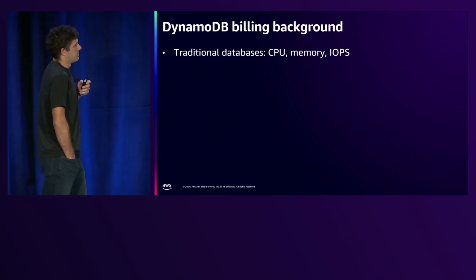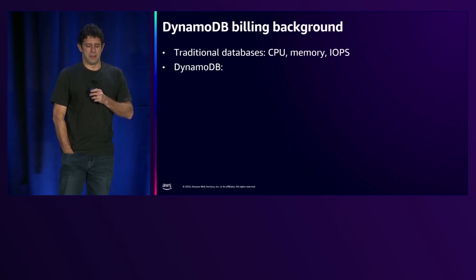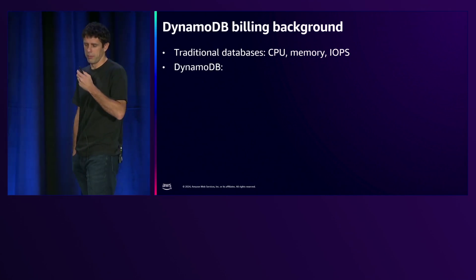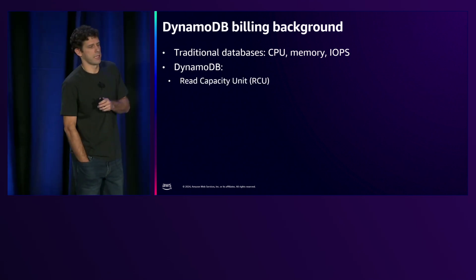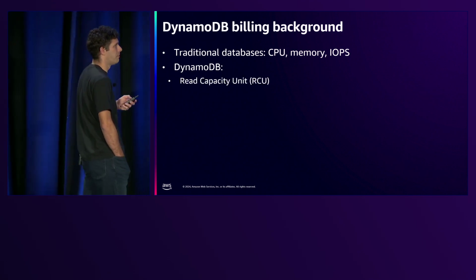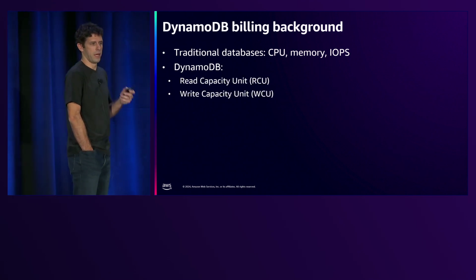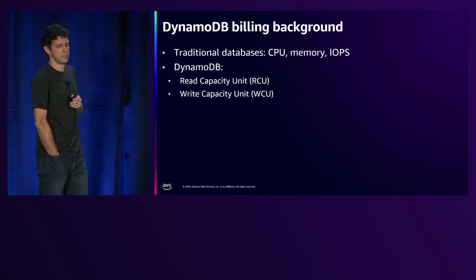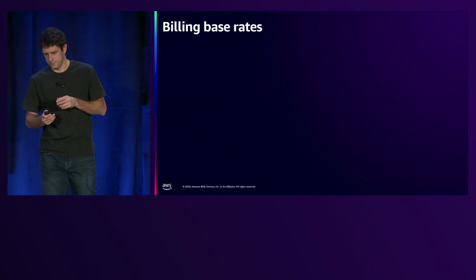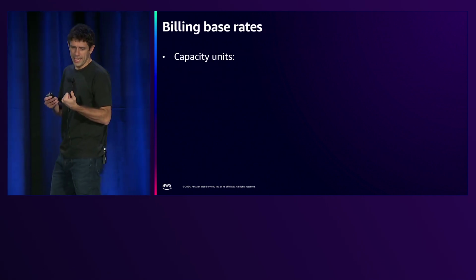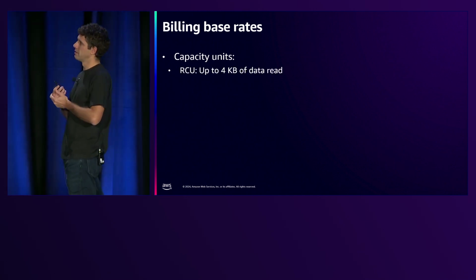And I think that makes it hard to do some of that estimation, that napkin math that Simon talks about. But with Dynamo, you're paying for your operations directly, right? So you're going to get charged based on read capacity units, RCUs, and write capacity units. So the actual operations you're doing against your Dynamo table. So looking at Dynamo base rates and what these capacity units are, right?